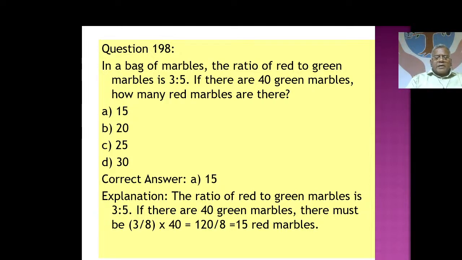So if there are 40 green marbles, there must be 3/8. Okay, so 3 by 8 into 40, so 3 into 40, that is 120. 120 by 8 is equal to 15 red marbles. I hope you understood this.